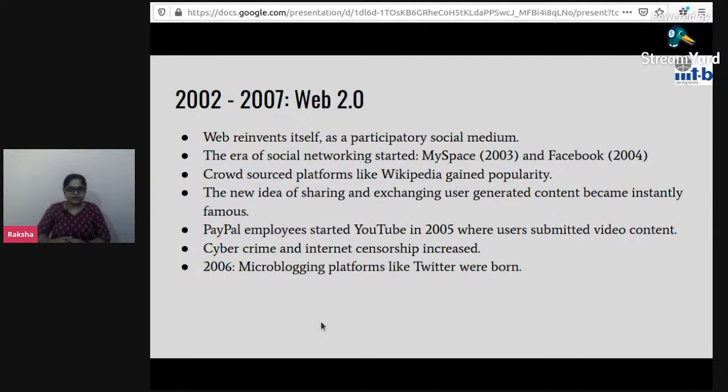And this new idea of sharing and exchanging user-generated content became instantly famous. And PayPal employees started YouTube in 2005, which was later acquired by Google and things like that, right? So as you can expect, when there is user-generated content, at the same time, when people started using it positively, there were some people who started using it in ways that had a negative impact on society, like cyber crime increased, and then internet censorship increased, all of that.